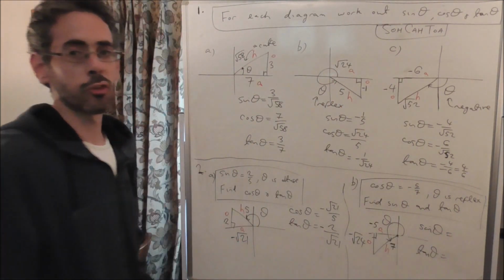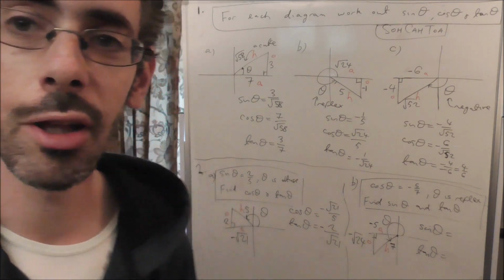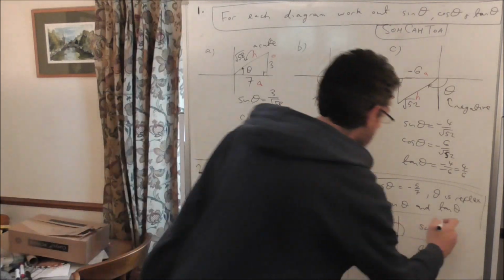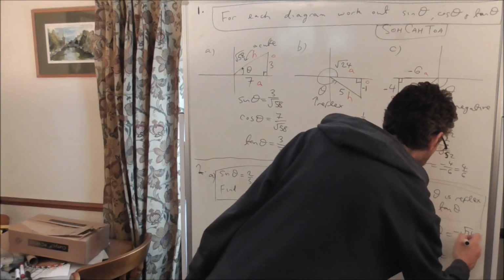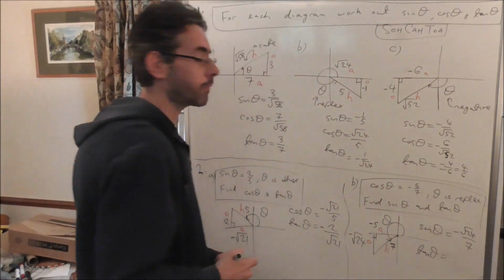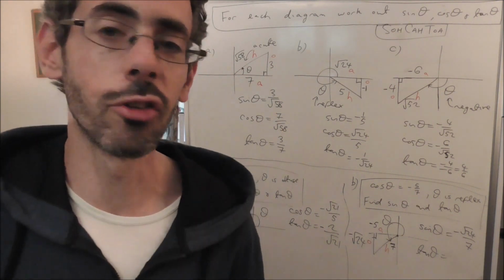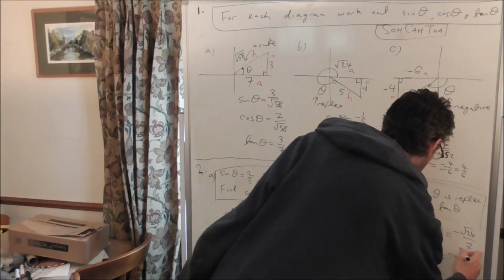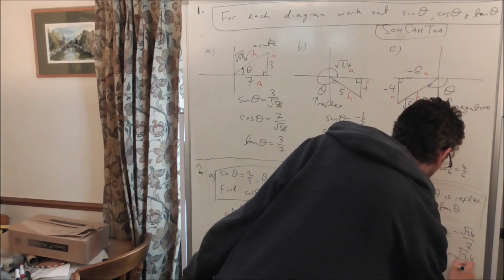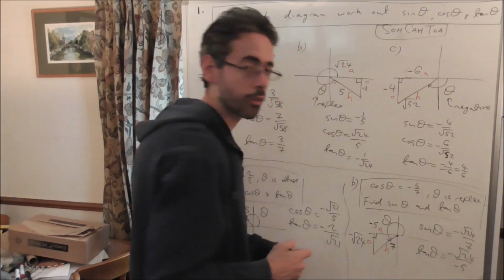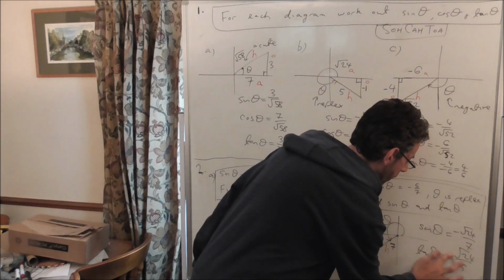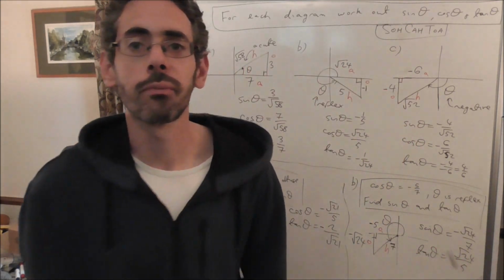So sine theta is just opposite over hypotenuse, so that's minus root 24 over 7. And tan theta is opposite over adjacent, so that's minus root 24 over minus 5. And the negative signs sort of cancel each other out, so that's the same as root 24 over 5.